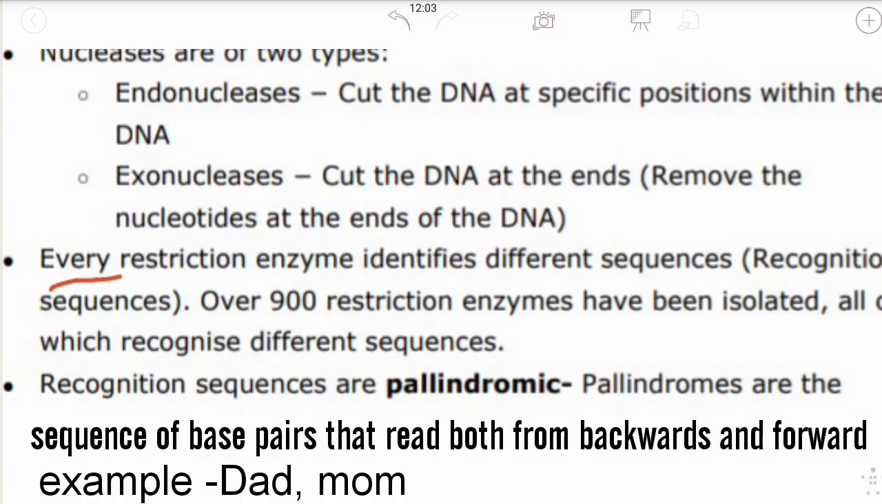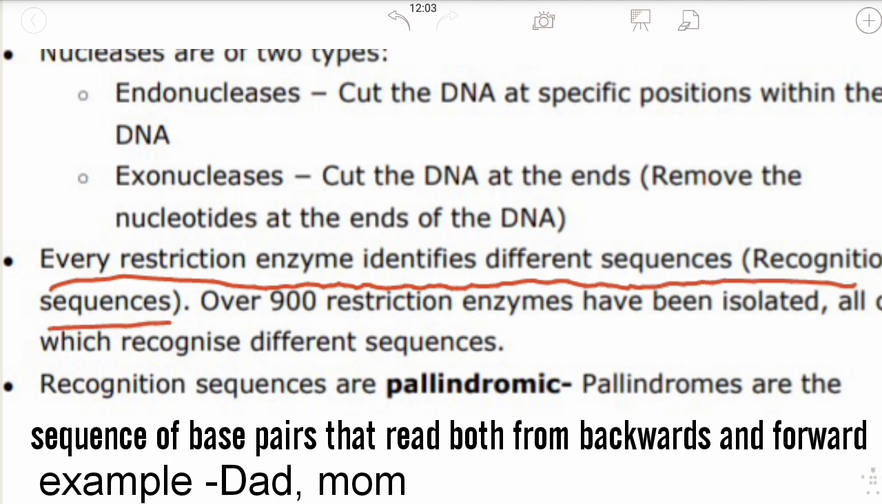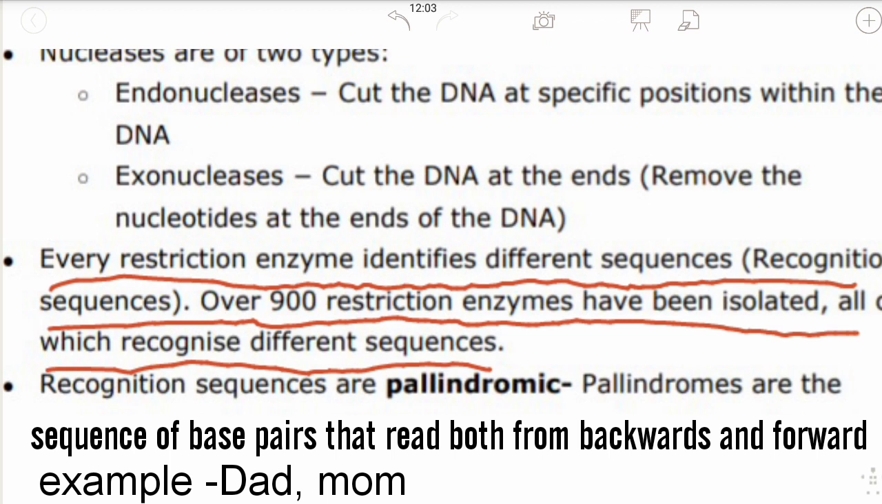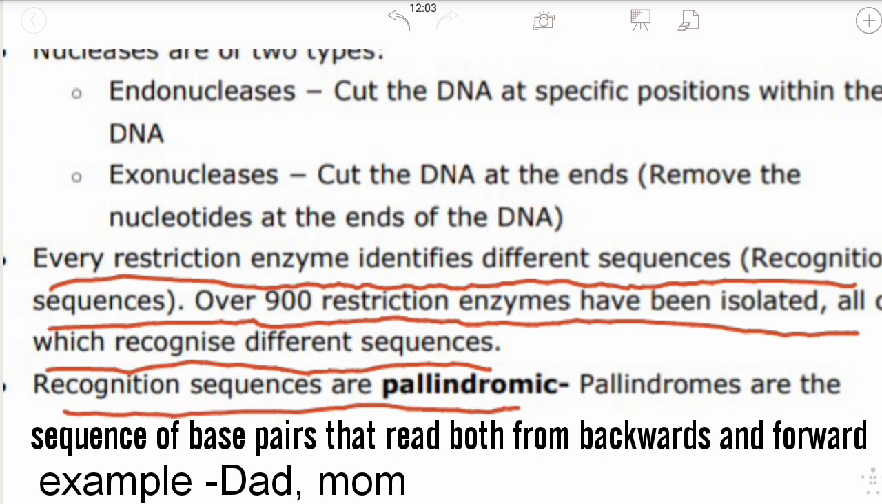Every restriction enzyme identifies different recognition sequences. Over 900 restriction enzymes have been isolated, all of which recognize different sequences. So each and every restriction enzyme will identify different recognition sequences. These recognition sequences are basically palindromic.